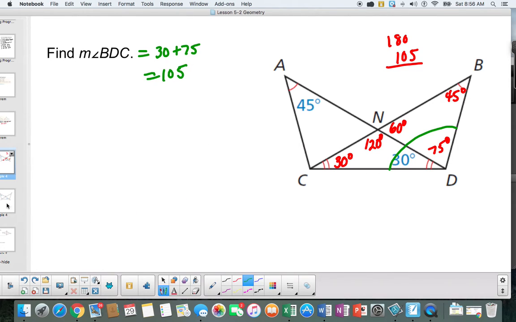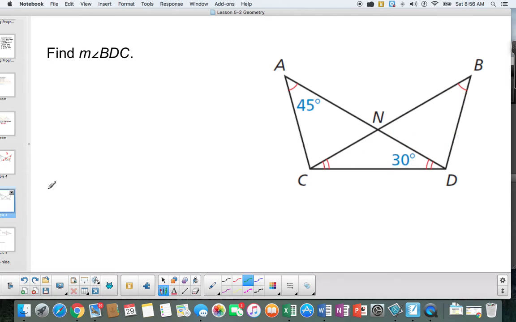So here's one way to do it. Now I'm going to show you another way to do it. I'm going to use this triangle right here to help me, because this is the angle I want to find, BDC. And I know this is 30, so this is 30. This is 45, 45. Let me go ahead and draw the triangle outside without all the lines.